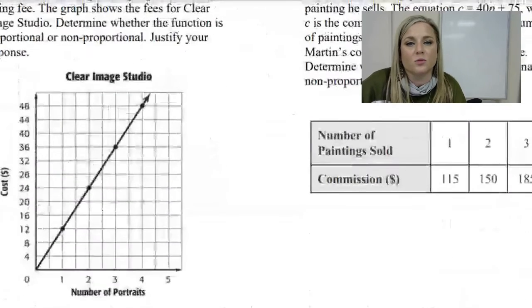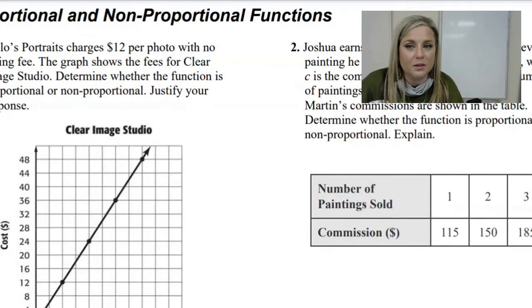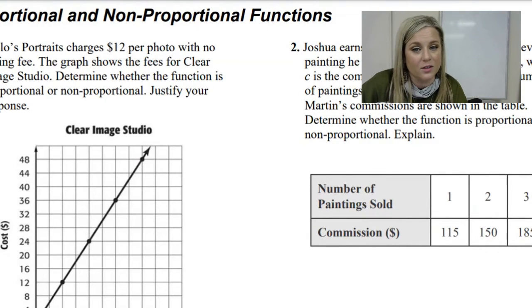All right, so let's look at this one. Number 2, Joshua earns a salary plus a commission for every painting he sells. The equation C equals commission equals 40 times P plus $75, where C is the commission in dollars and P is the number of paintings, represents how much he earns. Martin's commissions are shown in the table. Determine whether this function is proportional or non-proportional.